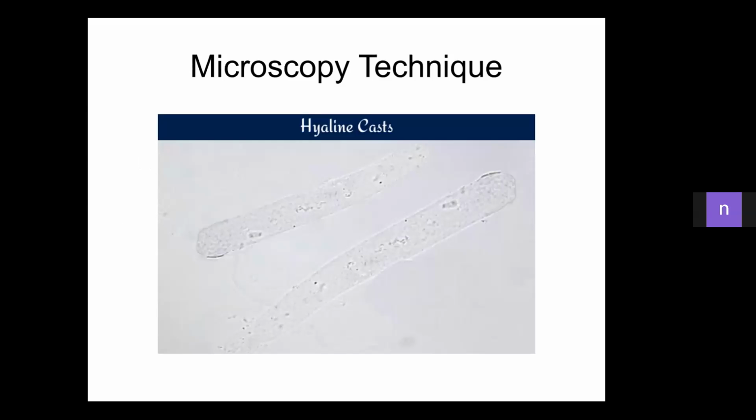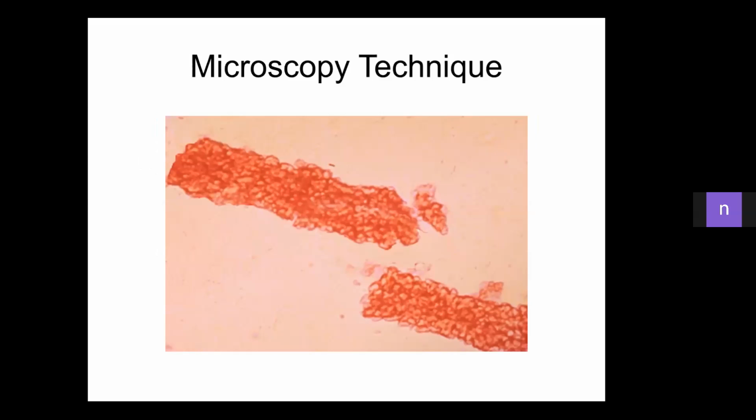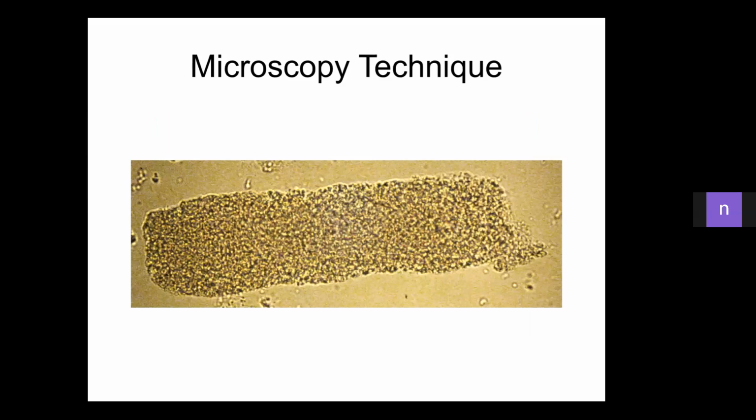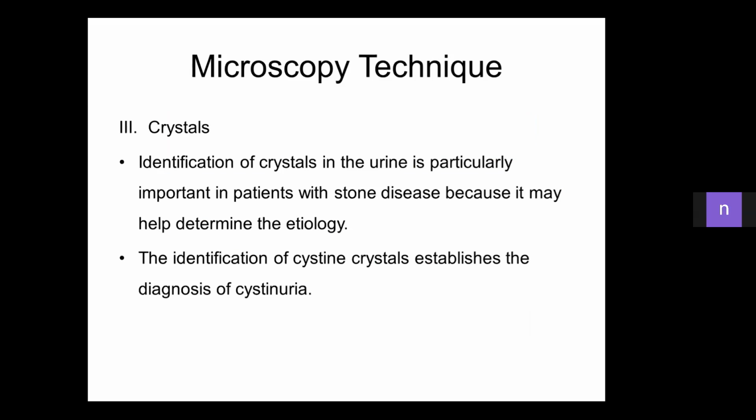So, an example of a hyaline cast. Another example, this is an RBC cast. Then this is a granular cast. And for crystals, identification of crystals in the urine is particularly important in patients with stone diseases. Identification of cystine crystals establishes the diagnosis of cystinuria.